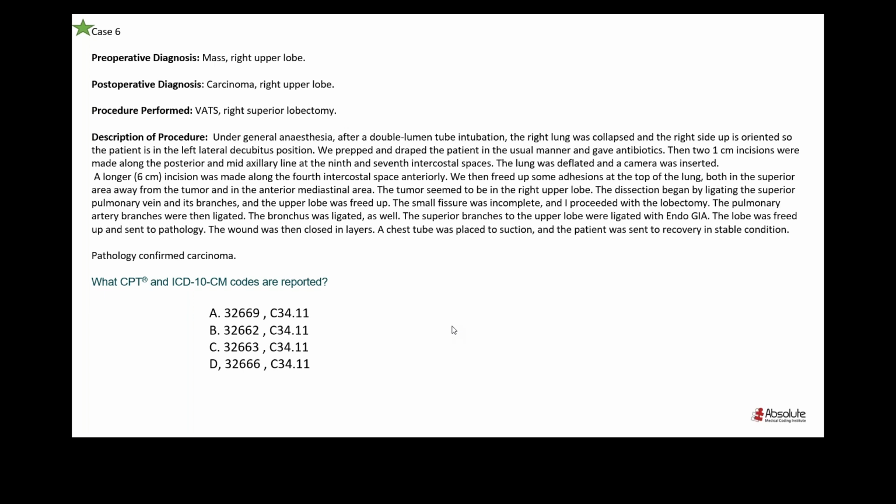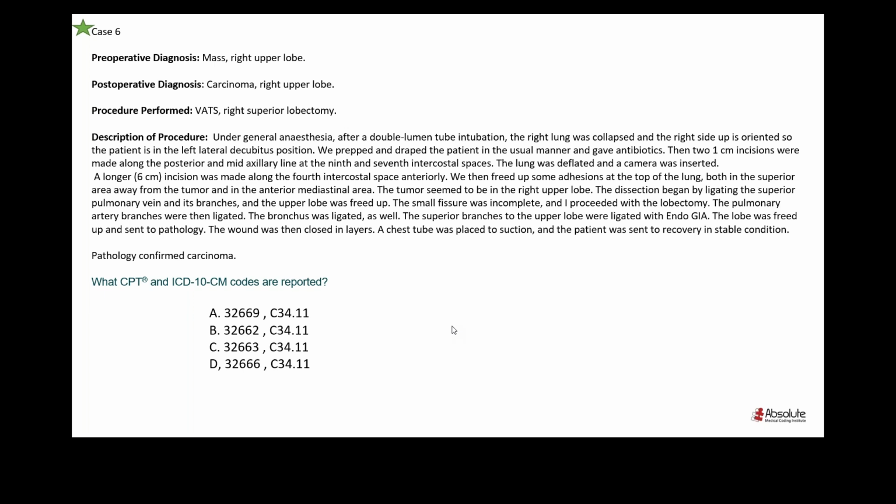We then freed up some adhesions at the top of the lung, both the superior and the superior area away from the tumor, and in the anterior mediastinal area. The tumor seemed to be in the right upper lobe. The dissection began by ligating the superior pulmonary vein and its branches, and the upper lobe was freed up. The small fissure was incomplete, and I proceeded with the lobectomy.